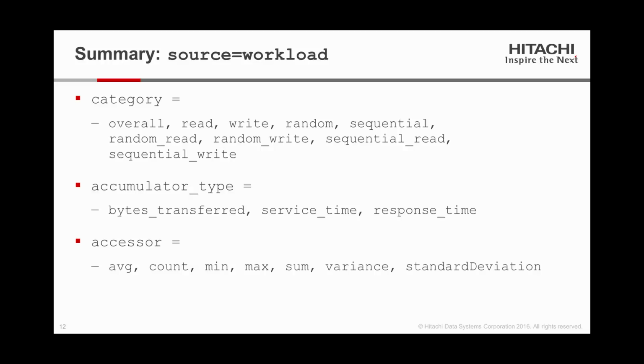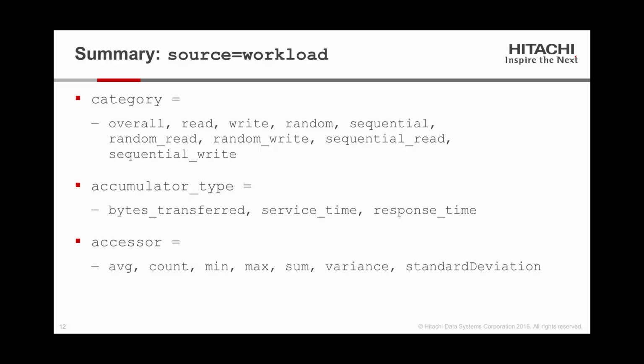So the summary is, for source equals workload, when you're getting data from IV test host workload threads, the category is one of those virtual roll-up functions to the matrix of the individual accumulators. It's overall, read, write, random sequential, or the 4-way breakdown. Then the accumulator type, it's which of the 3 buckets at the fine-grained level.